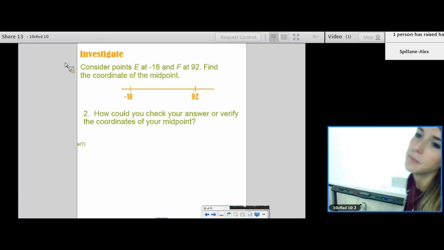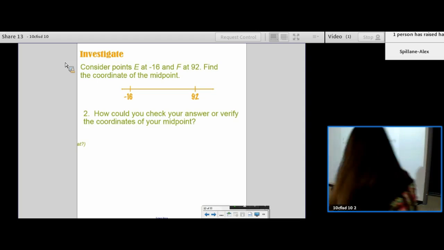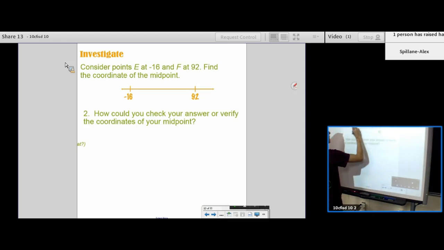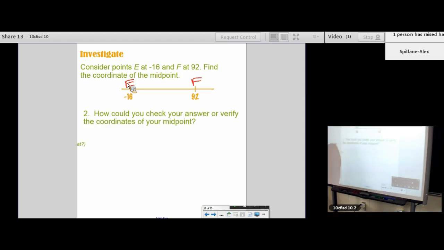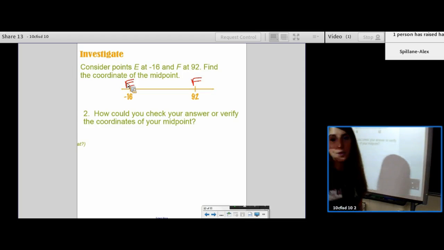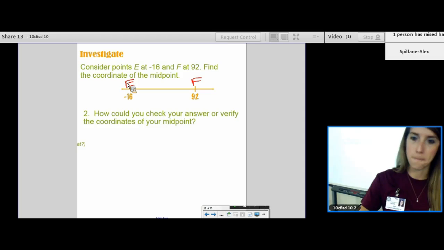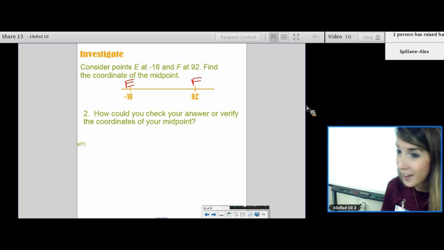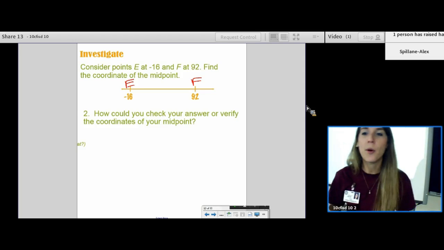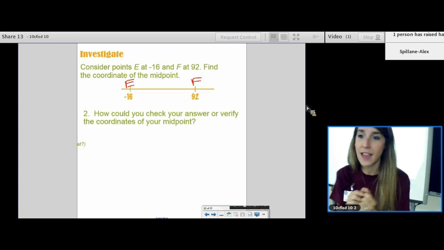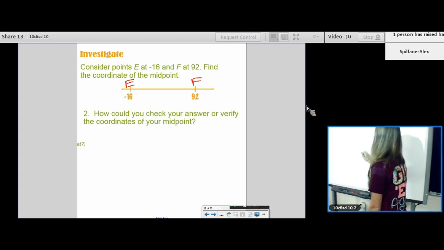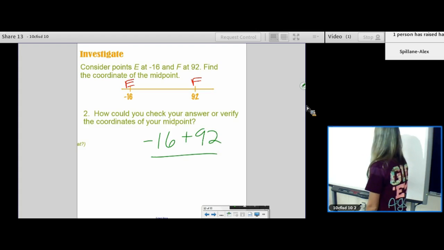Try this example. Consider points E at -16 and F at 92. Find the coordinate of the midpoint. Go. So we learned that to find the midpoint on a number line, you're finding the middle. You're finding the average. Do not find the length. Do not find the length. What did I tell you to do? Add them up and divide by 2.